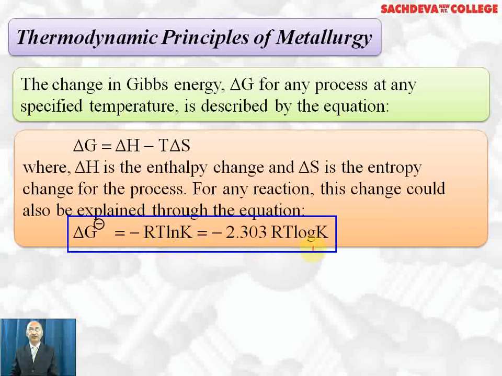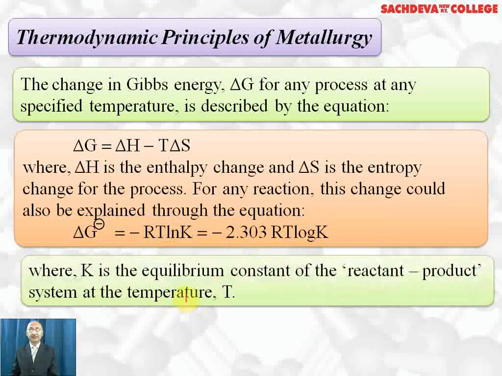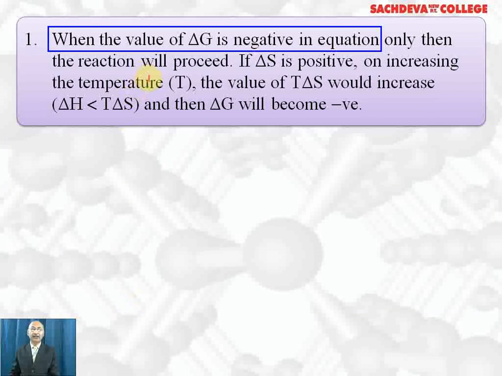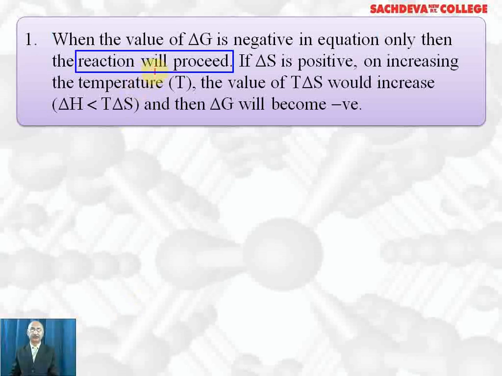If you want log to the base 10, then it will become minus 2.303 RT log K, where K is the equilibrium constant of the reactant-product system at temperature T. When the value of delta G is negative in the equation, only then the reaction will proceed. If delta G is positive, the reaction will not take place.